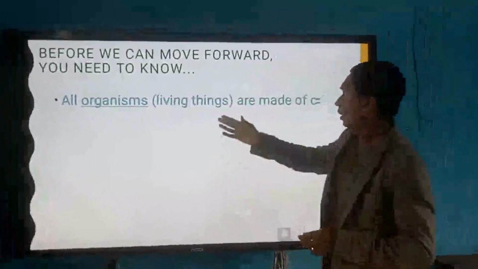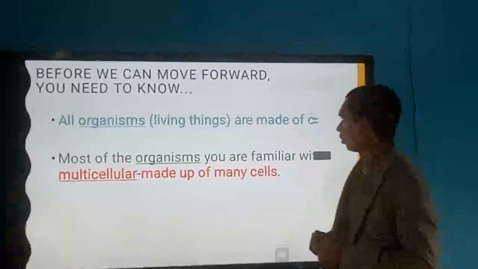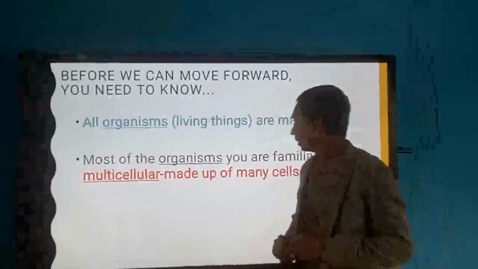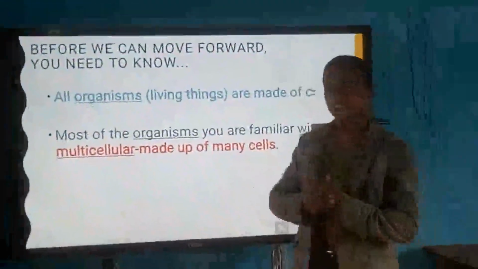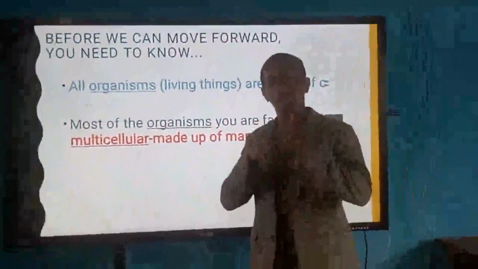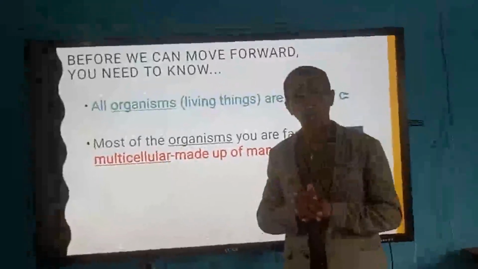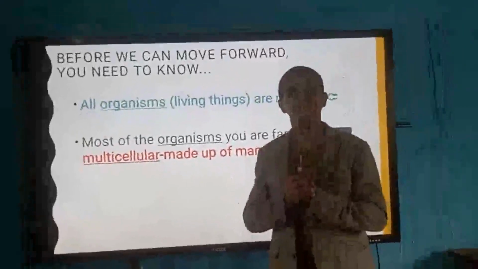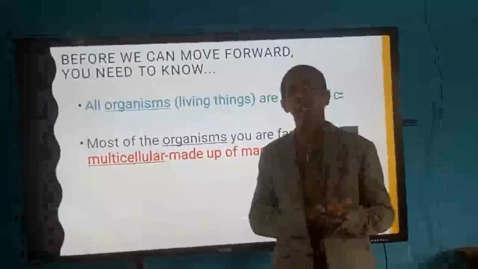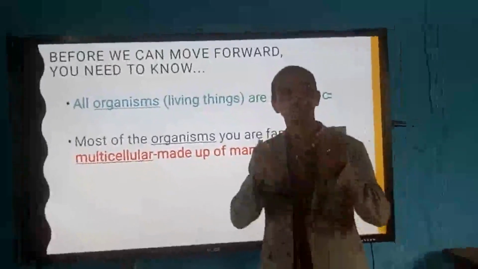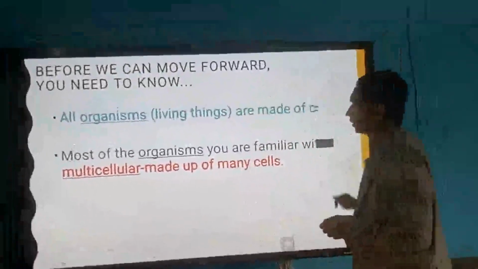So all organisms or living things are made of cells. Normally, we are most familiar with multicellular organisms made of many cells, because we can see multicellular animals with our naked eye. But if we consider unicellular organisms like bacteria, we cannot see them with our naked eyes. Okay, let's move to the next section.